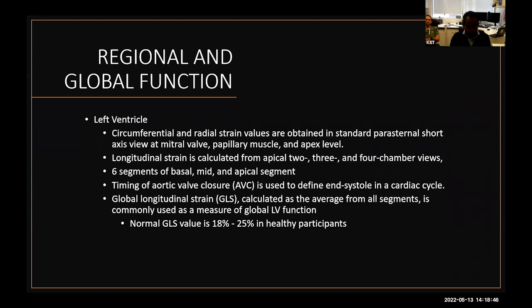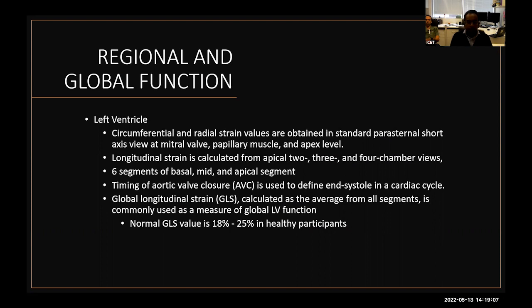So circumferential and radial strain, when we talk about the LV, are obtained in your standard parasternal short axis view at the mitral, papillary, and apex level. And you can actually look at the twisting motion of the heart, and the thickening and thinning of the radial of the LV cavity or LV muscle wall.